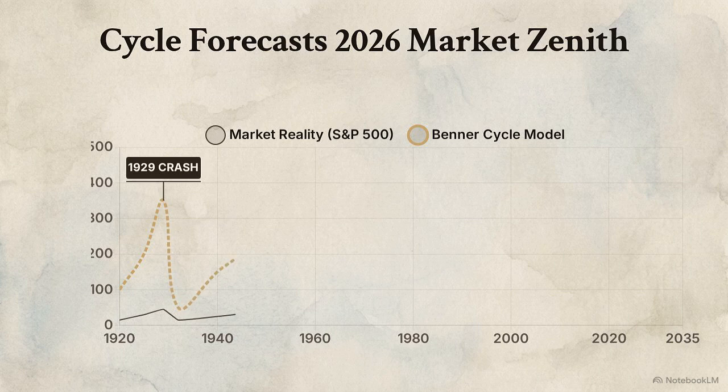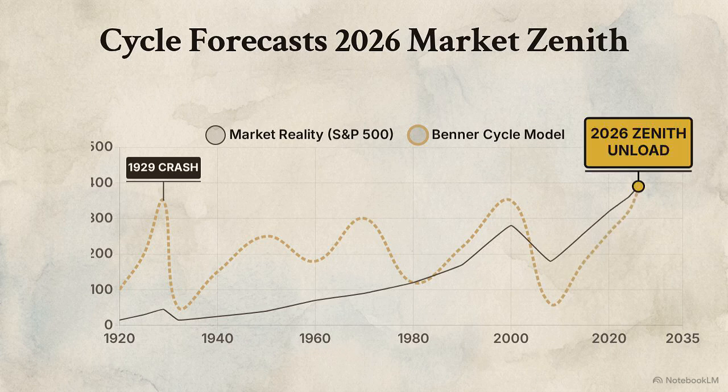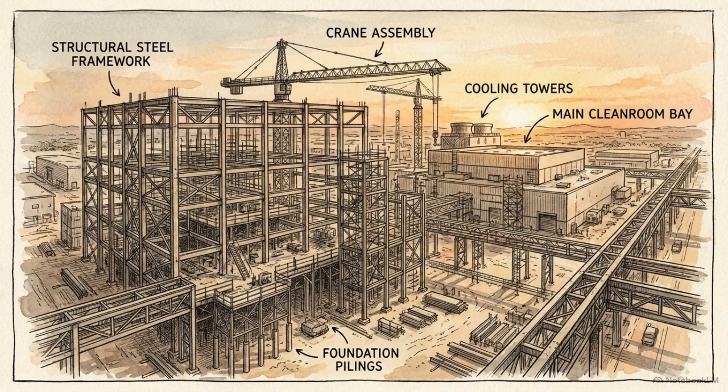This animated overlay shows the historical Benner cycle rhythm charting against the S&P 500. The model accurately intersects with the severe crashes of 1929 and 2008. The chart categorizes market years into specific action phases. As we approach 2026, the cycle points to a major good times peak, a designated moment to unload assets before a multi-year slope downward. Applying a purely historical, psychology-based model carries severe risks today.